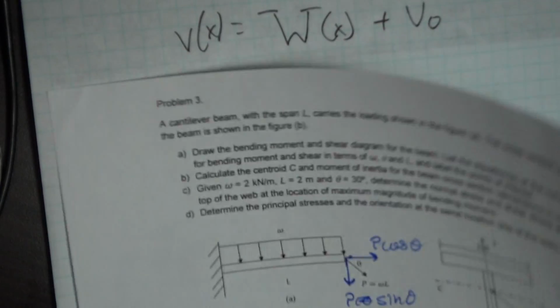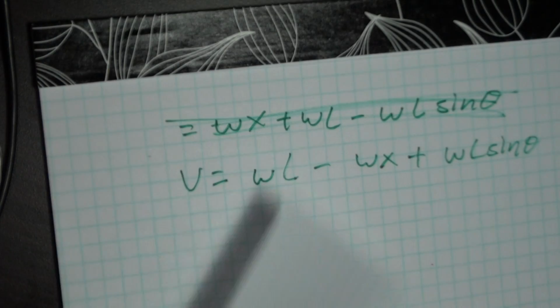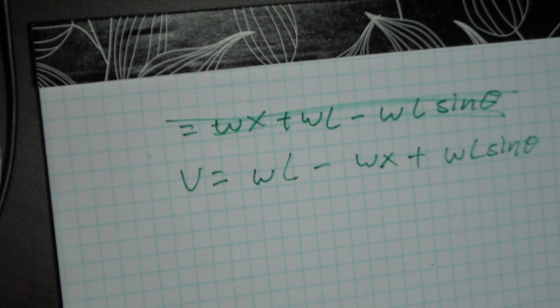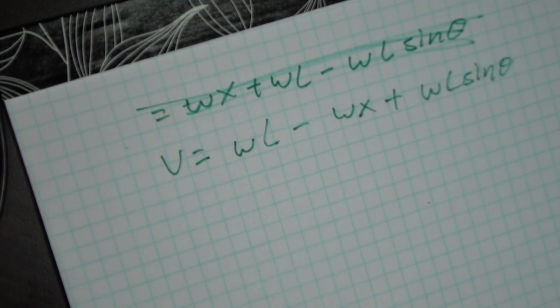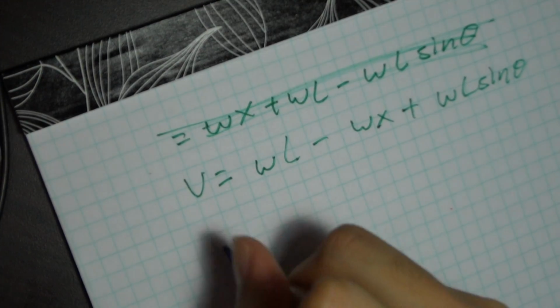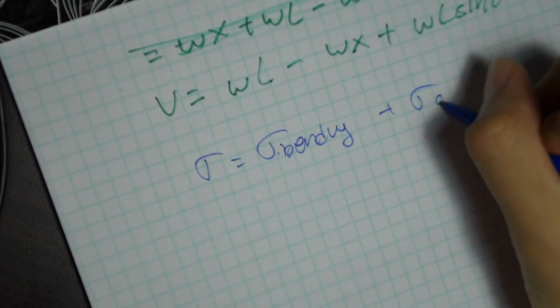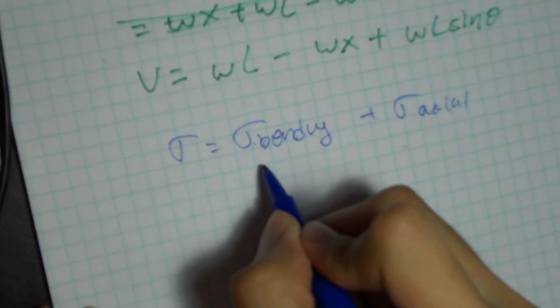When you're doing your stress calculations, like I said in the last video, you want to make sure that you include your sigmas, so you don't forget your axial load. You have several different types of stresses: bending stress and axial stress. So you have sigma bending and sigma axial, and don't forget that you have to add these two together.